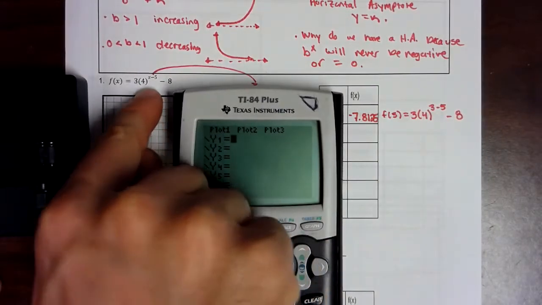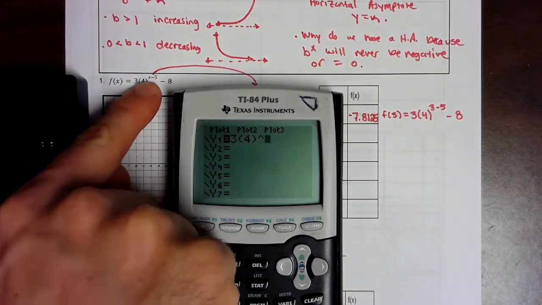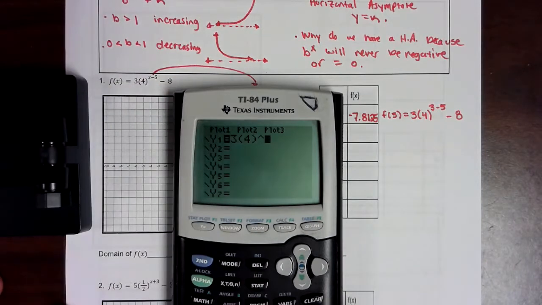So that's what we're going to do next after setting up our table settings, is set up the equation. So I'm going to go over here. I'm going to type in this equation exactly as I see it. So 3, parentheses 4, exponent. And again, I'm going to need this whole exponent in parentheses because I have this older model calculator. Now I'm going to type in x minus 5.